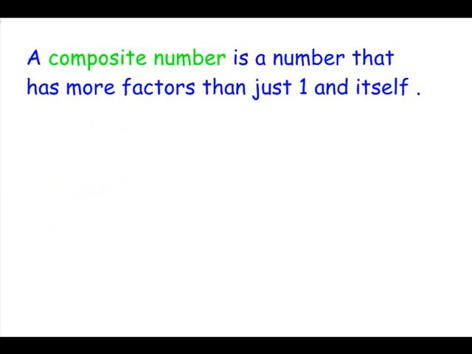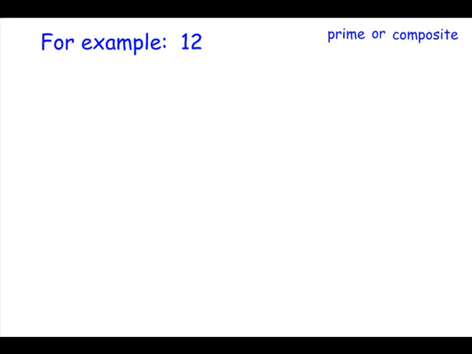A composite number is a number that has more factors than just 1 and itself. For example, let's look at the number 12. Let's look at the factors that we saw earlier for 12. Again, let's start with the number 1 and the number itself. What are the other factors?